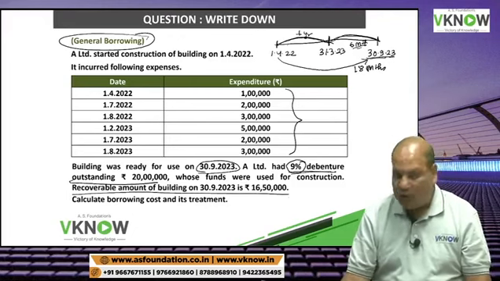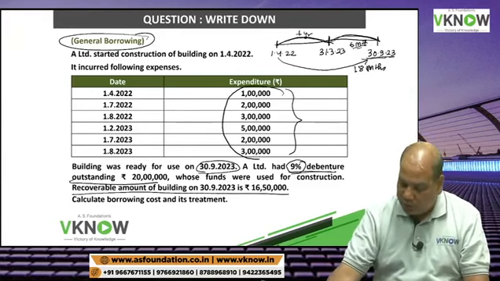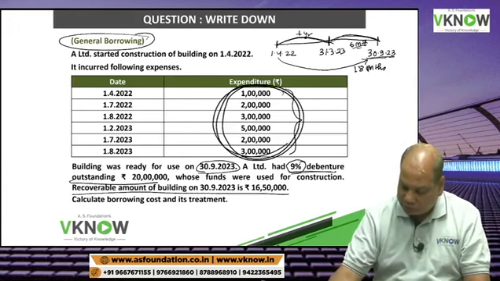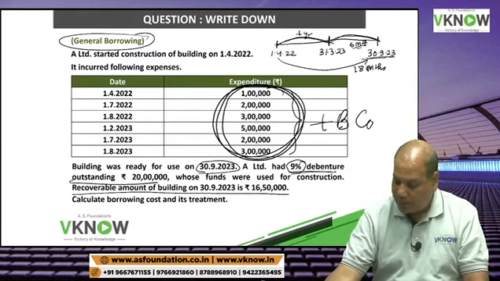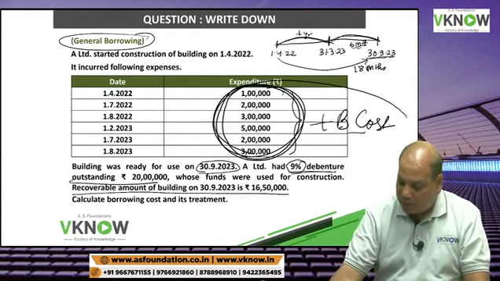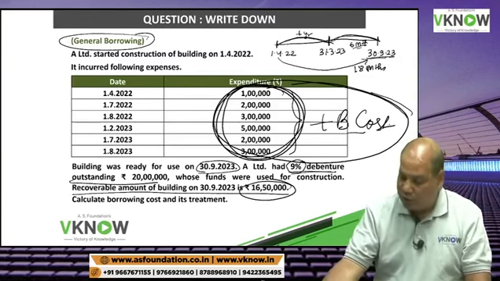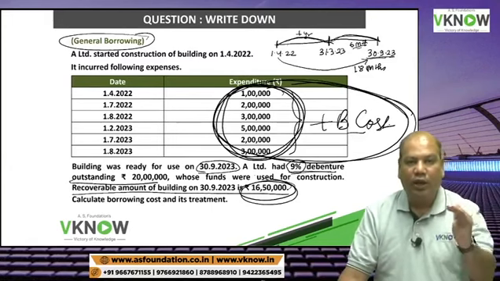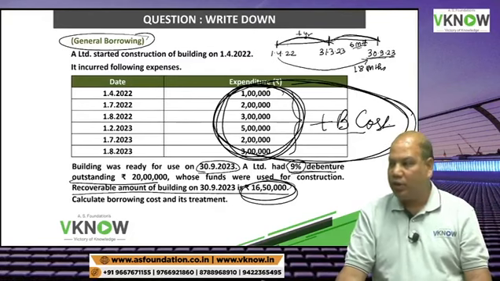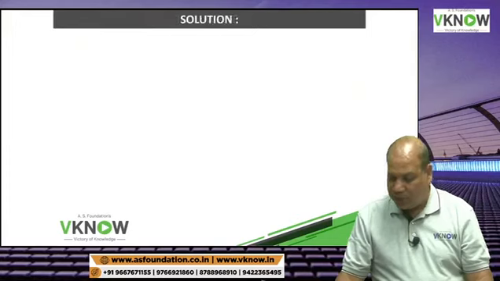After the building will be completed, we will calculate the total carrying amount of building. Total carrying amount of building will be this expenditure plus the borrowing cost capitalized, and that I will compare with 16,50,000, and if this total exceeds 16,50,000, I will write down the excess amount. Is it right? So that is the concept. But how to apply it in practice?